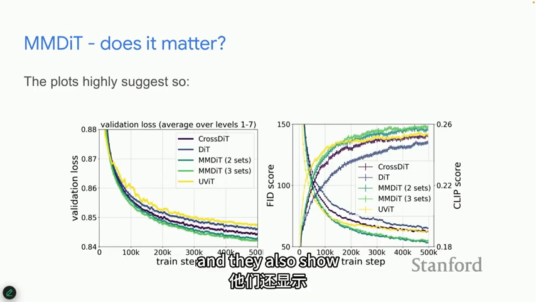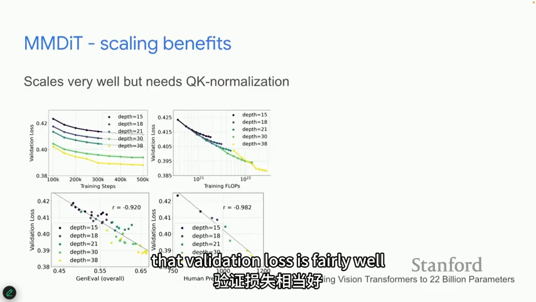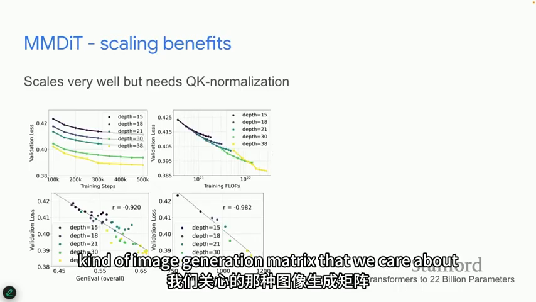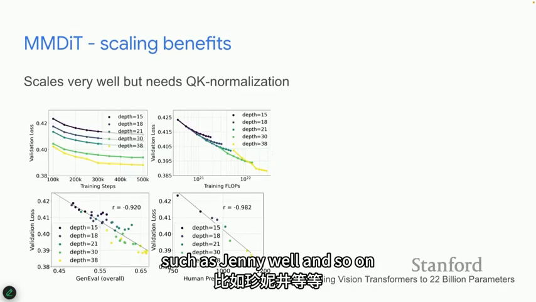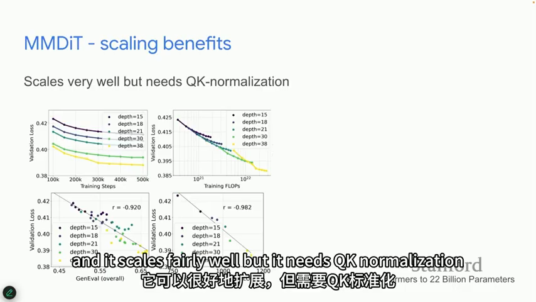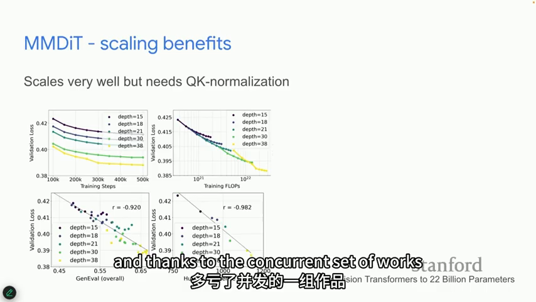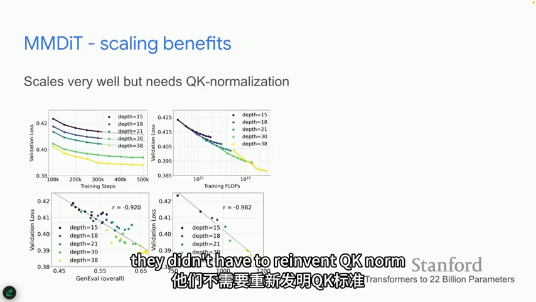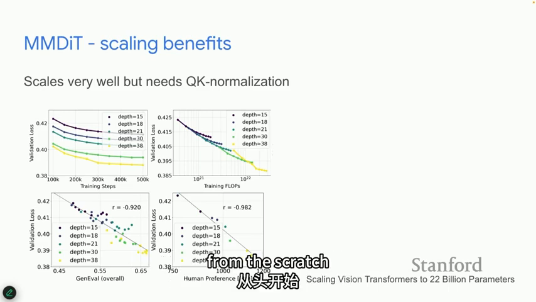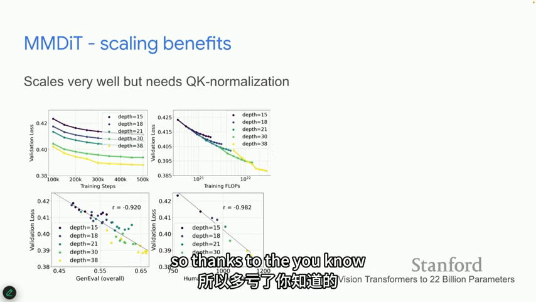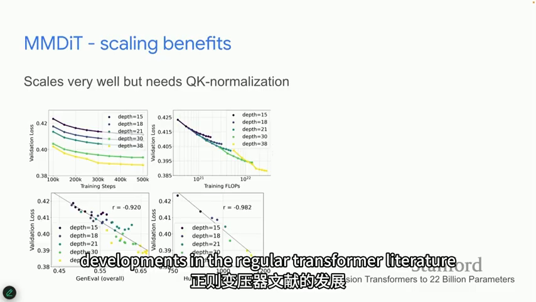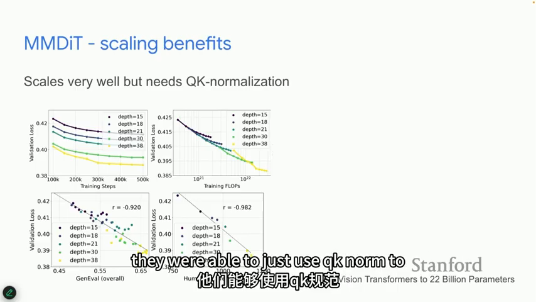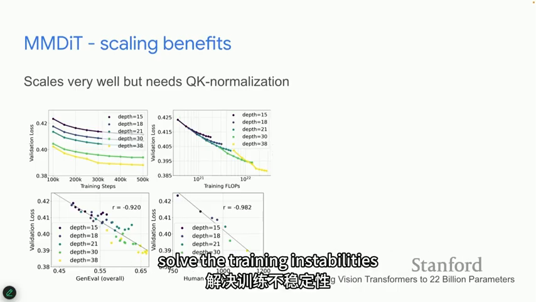And they also show that validation loss is fairly well correlated with the kind of image generation metrics that we care about, such as GenEval and so on. So yeah, it scales fairly well, but it needs QK normalization. And thanks to the concurrent set of works, they didn't have to reinvent QK norm from scratch. So thanks to the developments in the regular transformer literature, they were able to just use QK norm to solve the training instability issues.